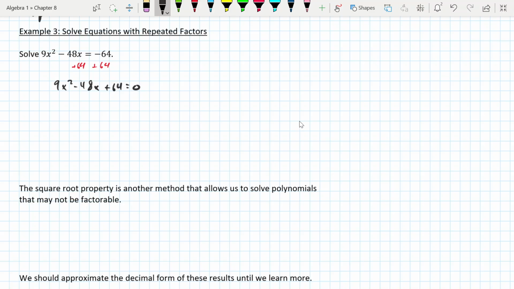Well, now I've got a problem where I want to factor stuff out. 9 is divisible by 3. Is 48 divisible by 3? No. Oh, it is. What about 64? Ah, dang. Almost divisible by 3, but not. Okay, so that means I just have a general trinomial.